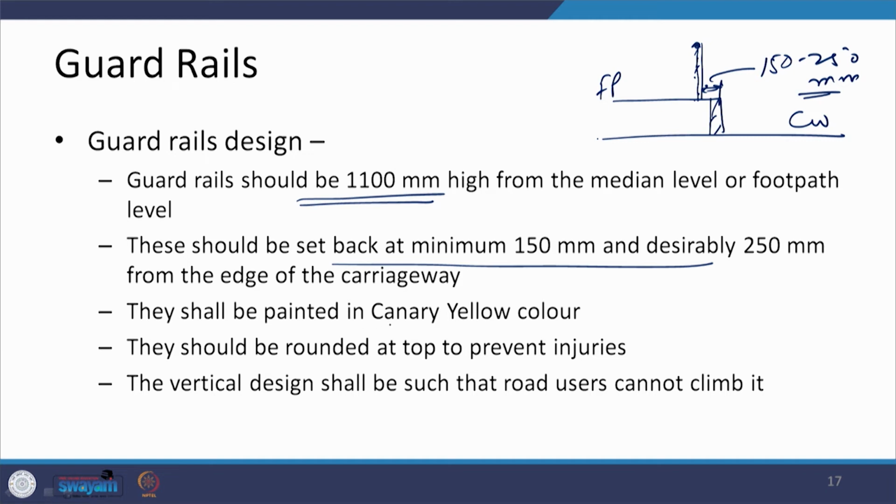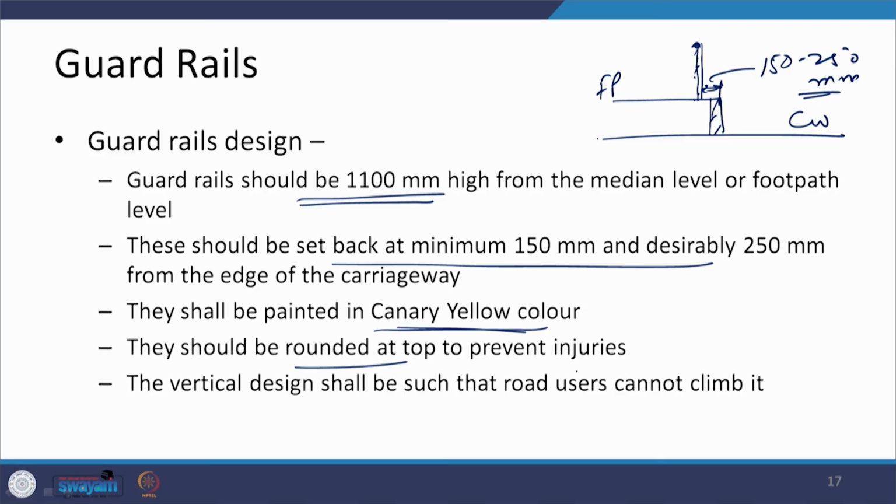This should be in canary yellow color if they are going to have a function in terms of segregation, because yellow color is being considered as a restrictive condition being depicted to the road users. They should be rounded at the top, so that if anybody holds on it, then that should not be creating injury to the person. The vertical design shall be such that the road users cannot climb it.